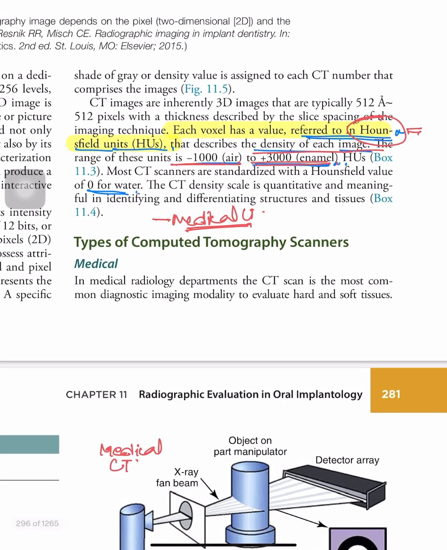So, types of computed tomography. One is medical CT, and the other one we discussed is the cone beam CT. When we talk about the medical CT, it definitely has an advantage of giving more detailed pictures over the cone beam CT, but at the same time, the medical CT produces a lot of radiation. The patient has to go for higher exposure time, and in that way, it is not very prudent to ask a patient for a medical CT for a dental implant case.